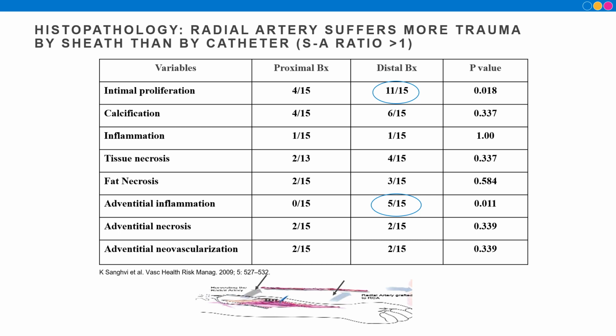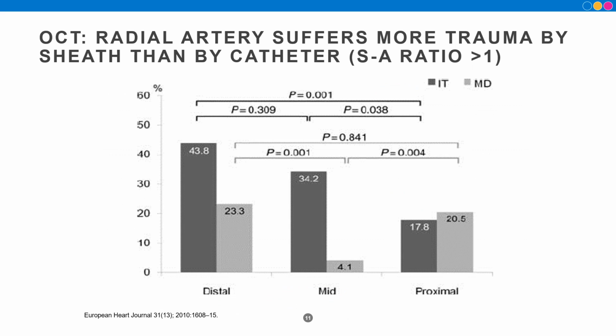suggesting that the distal radial artery suffered more significant damage or disruption by a sheath compared to the proximal radial artery, because the proximal radial artery was only affected by the catheter. Similar results were seen in an OCT study, where the intimal tear was substantially higher in the distal radial artery affected by the sheath compared to the proximal radial artery affected only by the catheter.